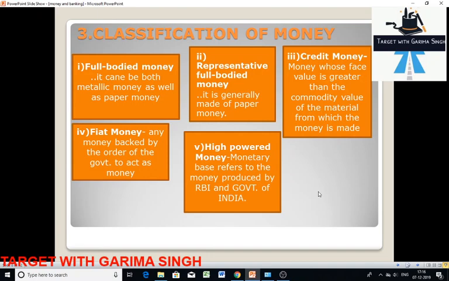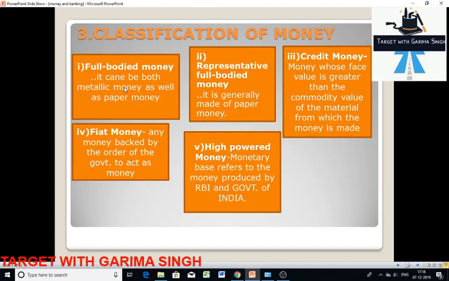Now we move on to our third topic, that is classification of money, divided into 5 classifications: full-bodied, representative, credit, fiat, high-powered money. The first one is full-bodied money. It is the money whose value as a commodity for non-monetary purposes is as great as money. In other words, it is money whose face value is equal to its intrinsic, that is metallic value. Its value as a coin is the same as its value as metal.